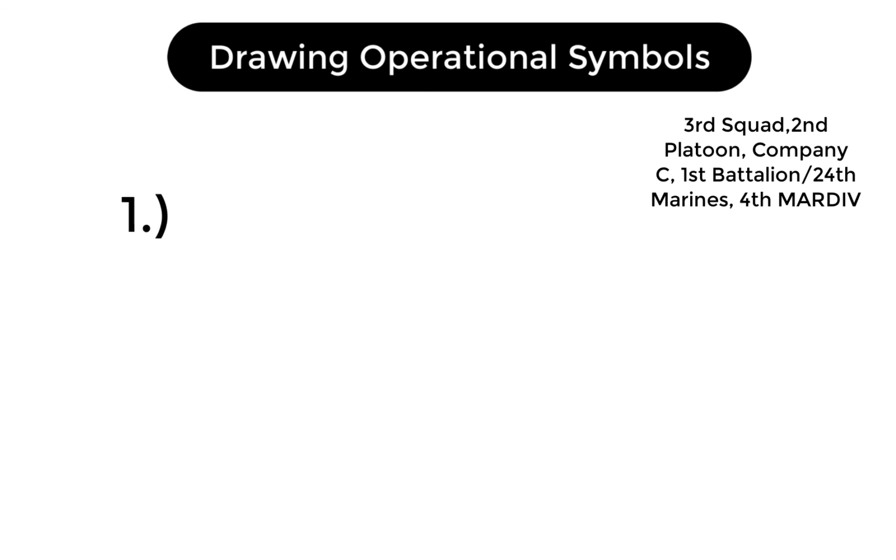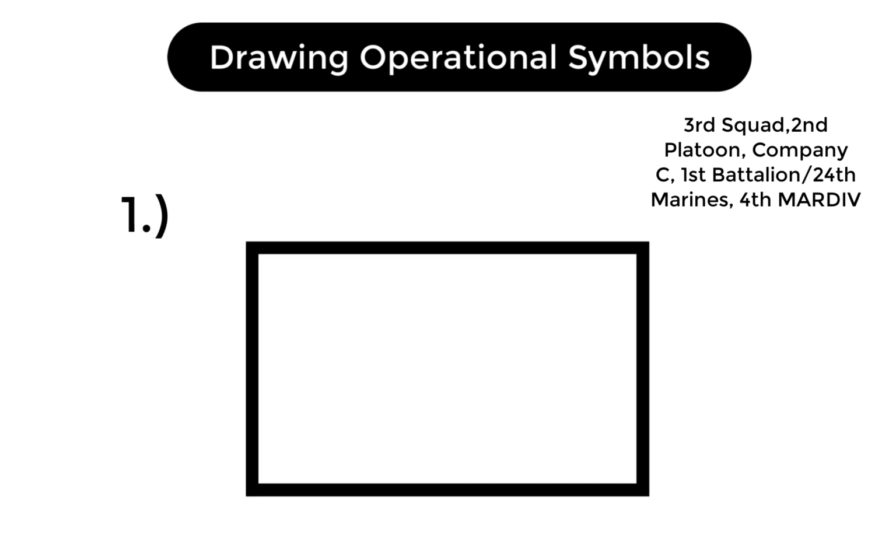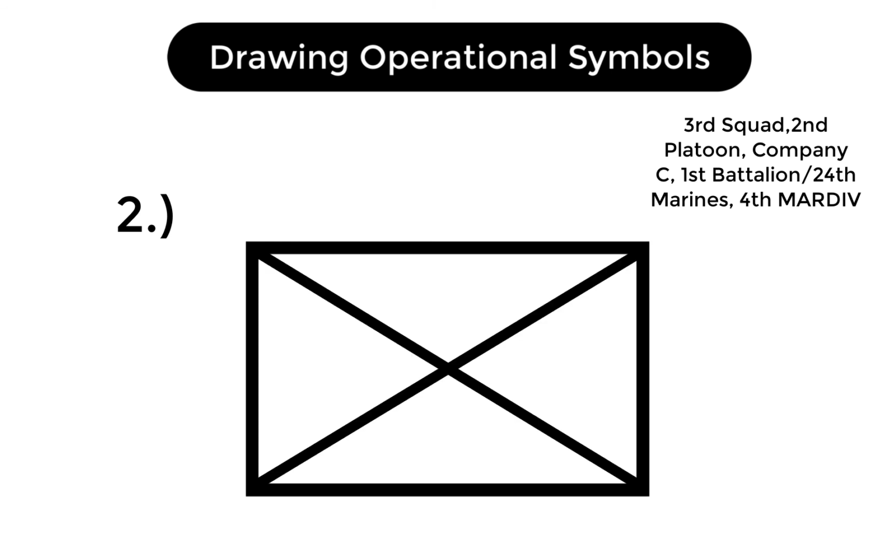Step 1. Begin with the basic symbol for unit. Step 2. Since it is an infantry unit, add the cross rifles to identify the unit's role indicator. Step 3. Include the size indicator for squad. Step 4. The squad in question is 3rd Squad, so include a 3 to the left of the graphic. Step 5. The next higher designation of platoon is placed to the immediate right. In this case, it is a 2 for 2nd Platoon.